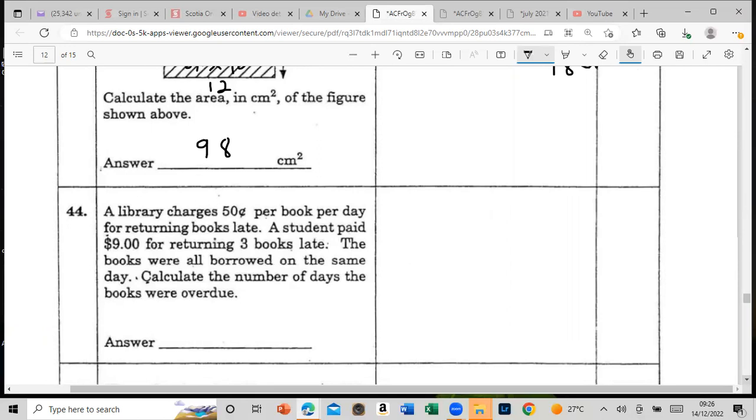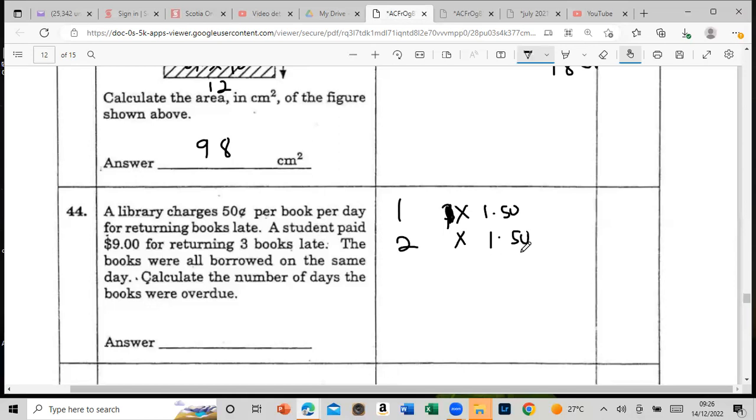Alright, so first of all, let us check it. We can check it day by day, right? So day 1, 3 books. That's $1.50. That's day 1, right? So it's 50 cents per book and it's 3 books. That means for day 1, 150 is the total to pay for day 1. Alright. Day 2, another 150 added.